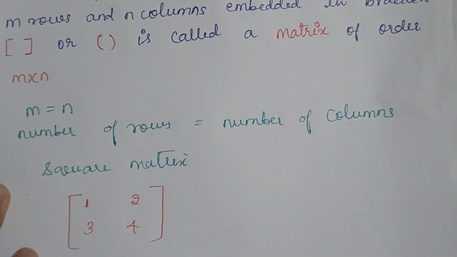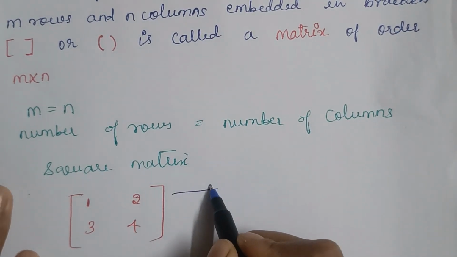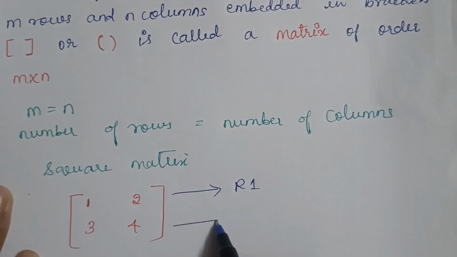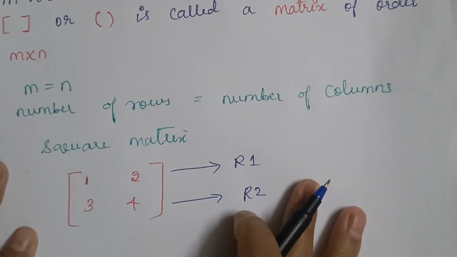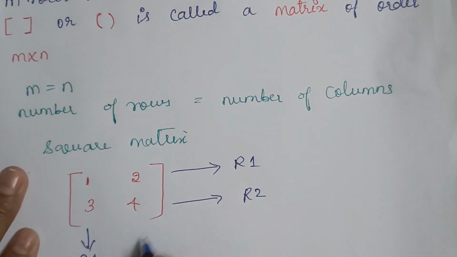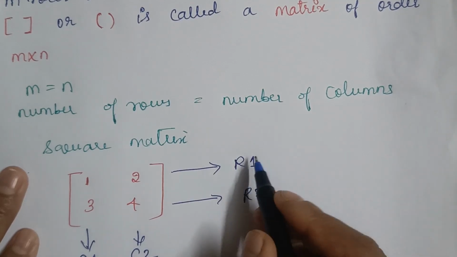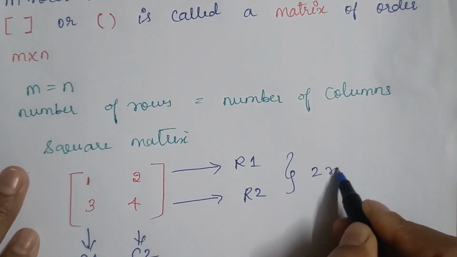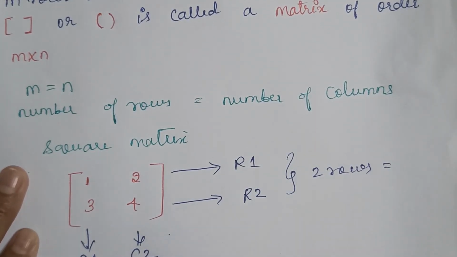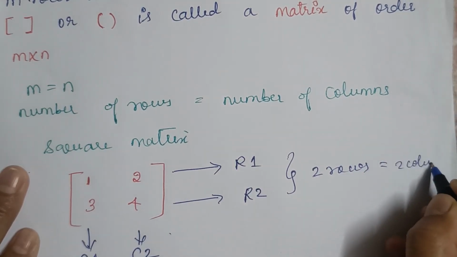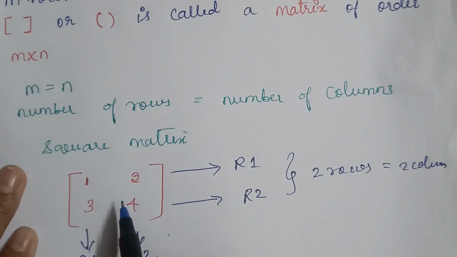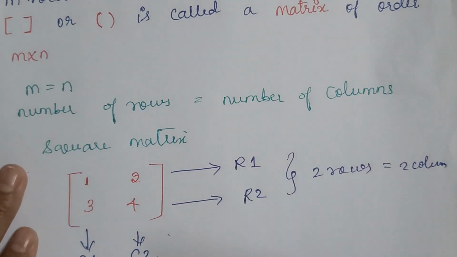So I already took 1, 2, 3, 4. This is my row 1 and this is my row 2. This is my column 1 and this is my column 2. Here you can see I have 2 rows, correct, and I have 2 columns. So can I say this is a square matrix? This could be 3 rows, 3 columns, 100 rows, 100 columns, 4 rows, 4 columns, anything. Such matrices are square matrices.